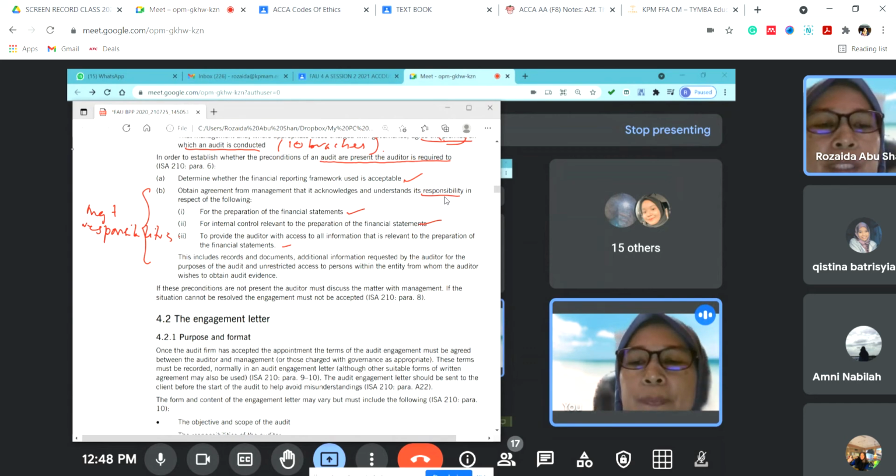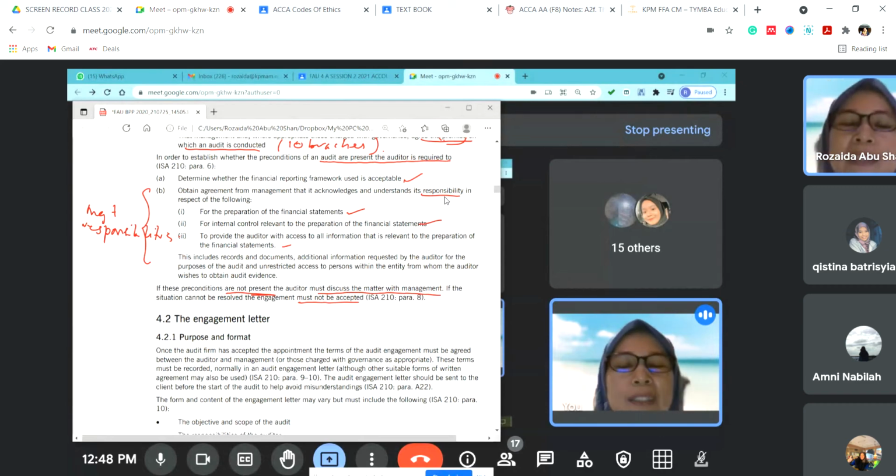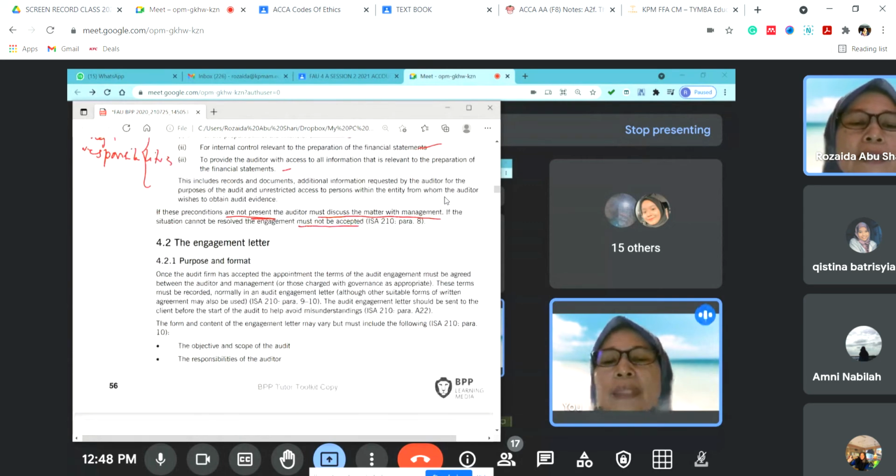Okay, if these preconditions are not present, the auditor must discuss the matter with management. Okay, if the situation cannot be resolved, the engagement must not be accepted. So you can decline the appointment. You can refuse it. Okay, so these are the engagement letter.